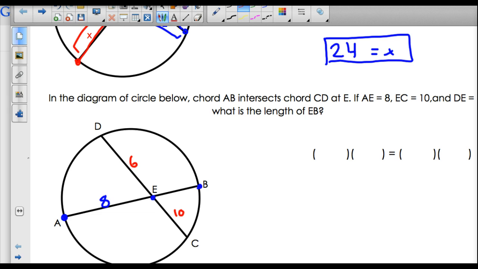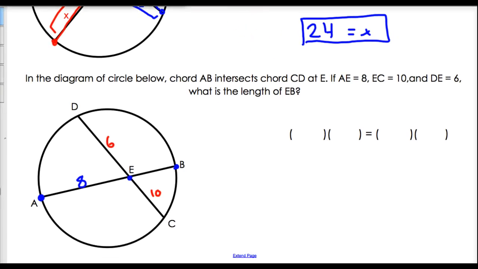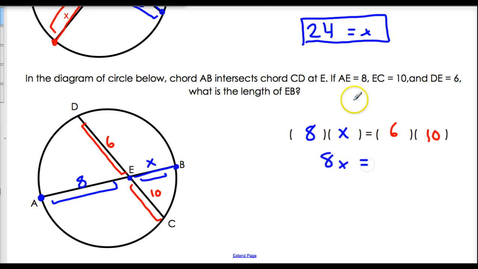Since we don't know what EB is, let's put an x there, because we don't know what that segment is, and that's what we're looking for. And now we just plug into our formula. The first part times the second part, 8 times x, is going to be equal to 6 times 10, the first part of this chord times the second part of this chord. When we do that, we get 8x is equal to 60. We're going to divide both sides by 8, and we get x is equal to 7.5.